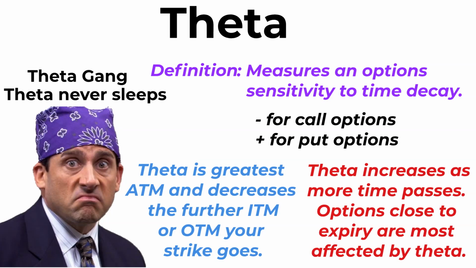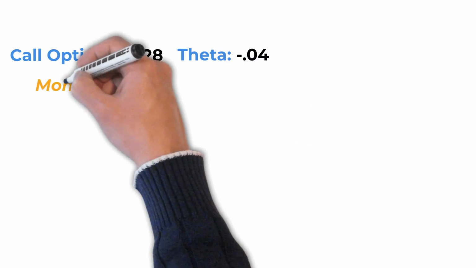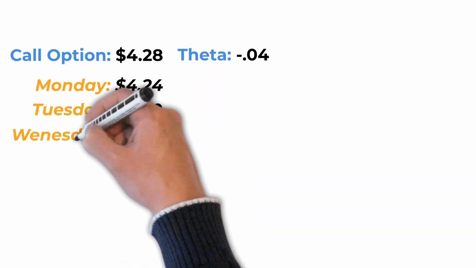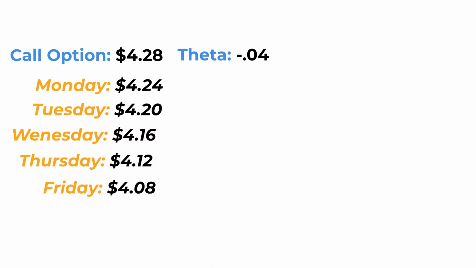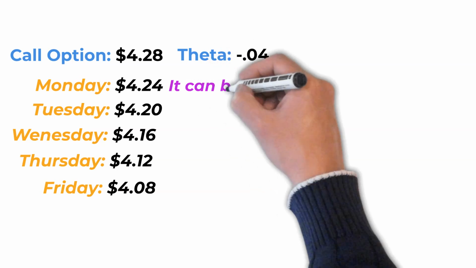The theta value will tell you how much value your option is losing on a daily basis, regardless of if it's in the money or out the money. If you're currently holding a call option that is trading for $4.28 and the theta on your option is 0.04, this means every day your option is losing 4 cents in value, or $4. After a week of trading, an option with a theta of 0.04 would have lost $20 worth of value.